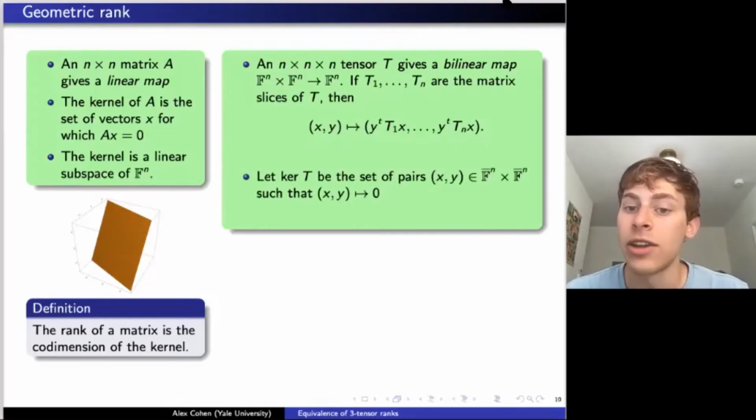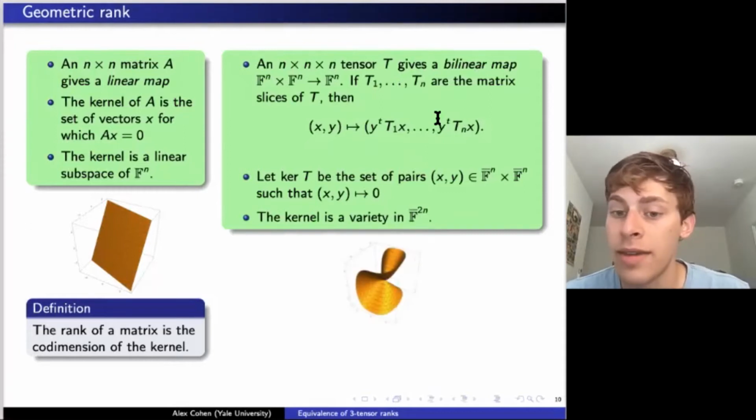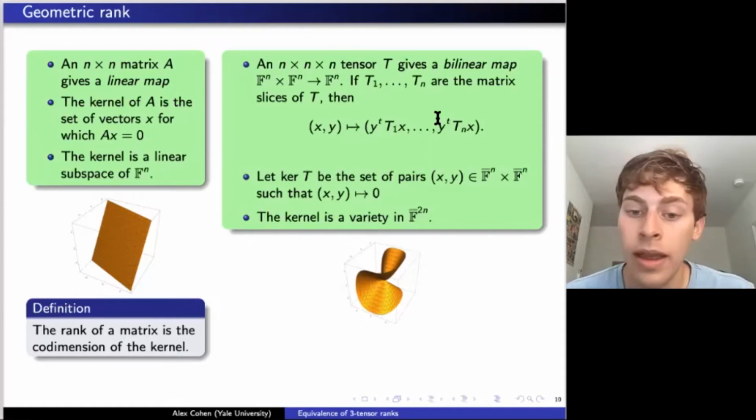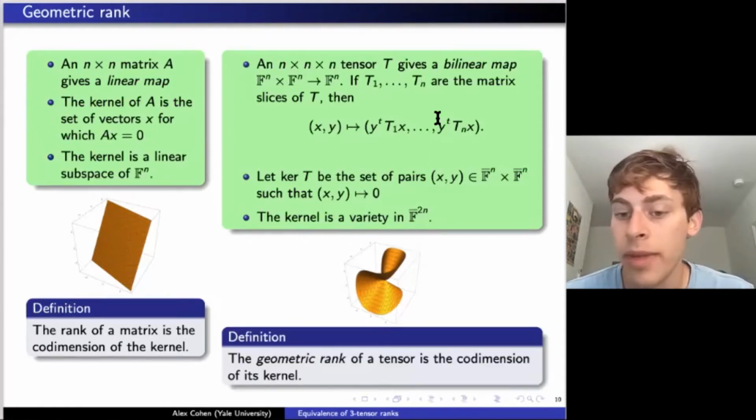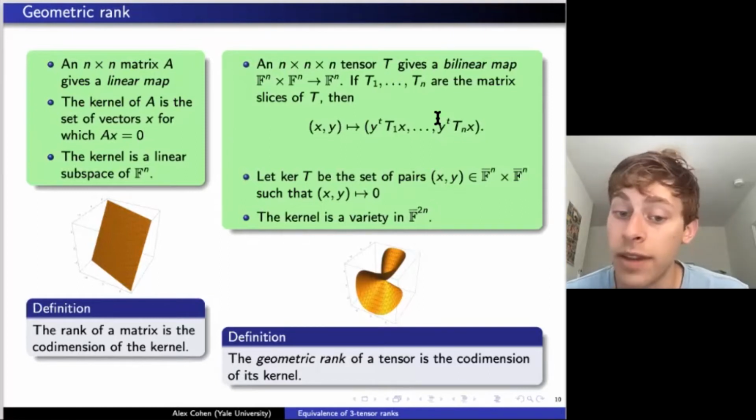And now I define the kernel to be the set of all 2-input pairs whose image is 0, that map to 0 under this bilinear map. And now, instead of being a linear subspace, this is going to be some algebraic variety in F^2n. It's not going to be linear anymore. But it still has some codimension, and so we define the geometric rank of the tensor to be the codimension of its kernel.